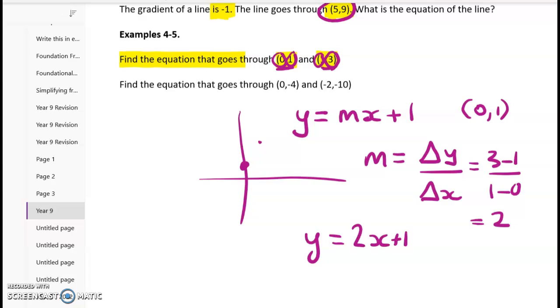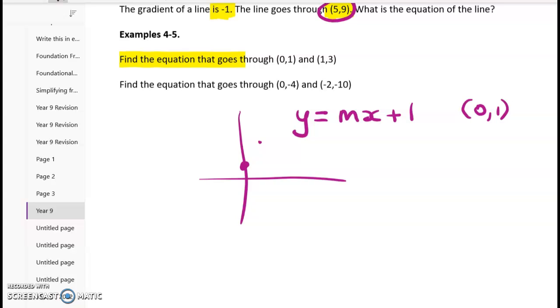So here we had 2 points and we found out the gradient directly, right? We used our definition of gradient, which is the rise, the change in y over the run. And that worked out to be 2, so that was my equation. There's another way that we can do it, which is just a different way to think about the same thing.